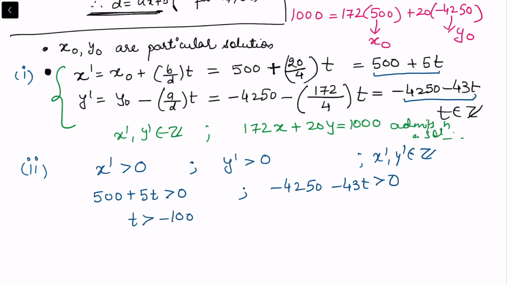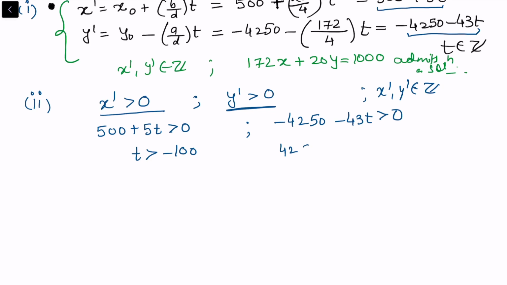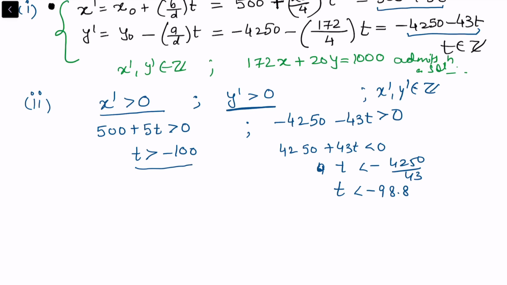So this t is greater than or equal to minus 100, and this gives us 4250 plus 43 times t less than 0. So from here we can get t as less than minus 4250 by 43, which becomes minus 98.8 something. So we said that t is greater than minus 100 and t is less than minus 98.9. So t lies between these.